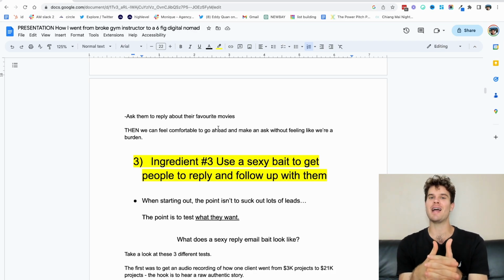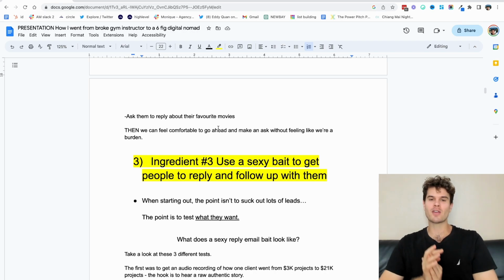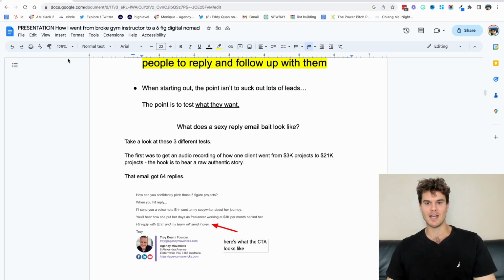Now we can use a sexy bait so that we can get people to reply and we can follow up with them. Okay, so when starting out, the point isn't to suck out lots of leads. The point is to test what they want. Most people don't actually know what people want, so don't expect this first email to work, okay? Let's look at 3 different tests right here.